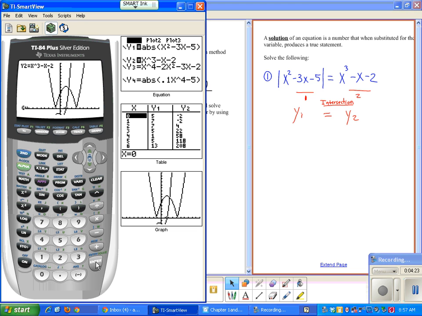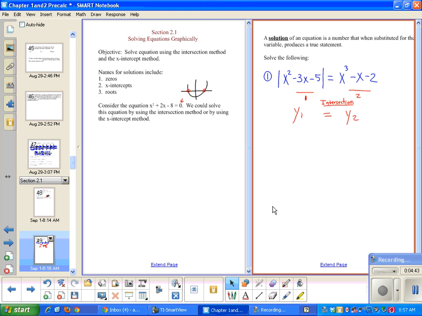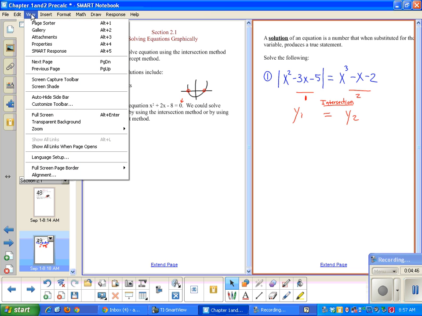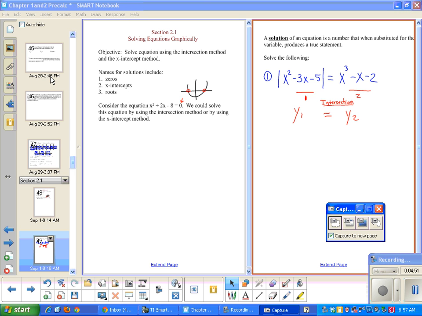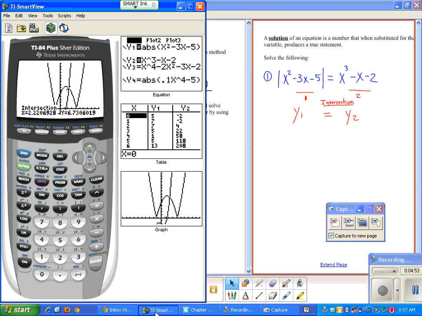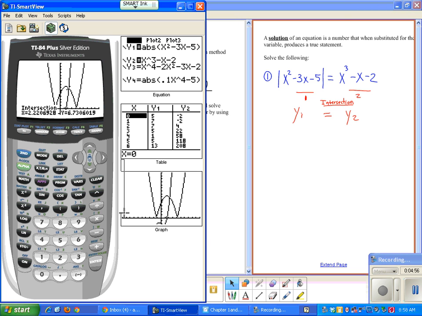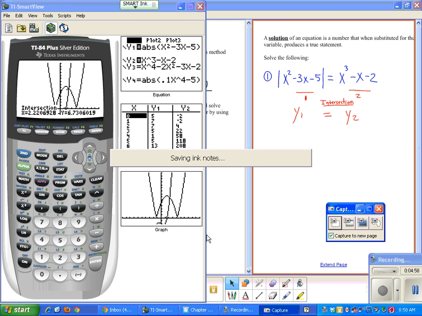Press enter. And now the next thing it's going to ask me is, do you want me to guess what this intersection is? And yes, we do. And it tells us that our intersection is at approximately x equals 2.22. We don't need to worry about the y in this example. So we have a graph, and let's come over here and make sure we get a graph.